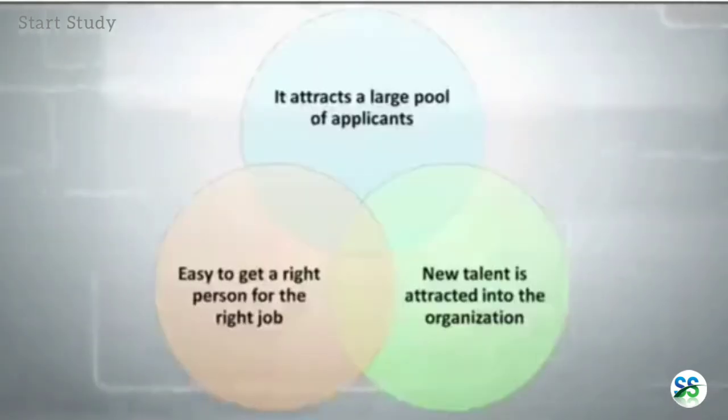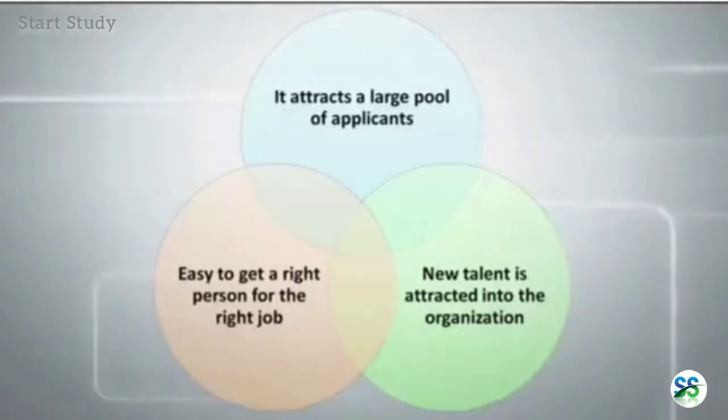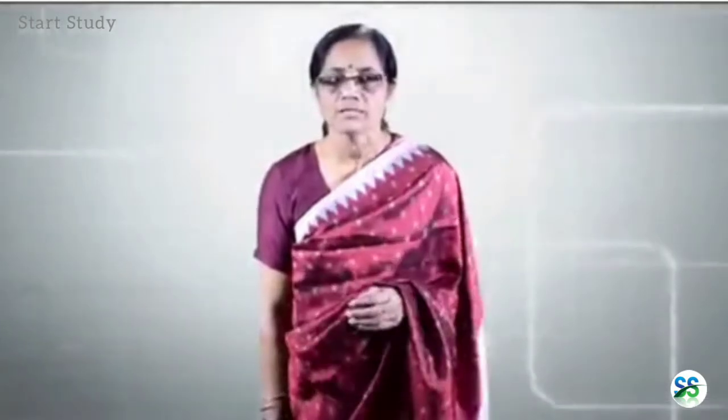Now we are moving to discuss the advantages of external sources of recruitment. The advantages involved in the external sources of recruitment are as follows: it attracts a large pool of applicants. The next, new talent is attracted into the organization. The next, it is easy to get the right person for the right job. The next, it is a source of motivation for the current employees to work hard for getting a promotional rise. The next, it brings new, fresh and brilliant ideas through young blood entering the organization. The next, to stay in competition, it has become a need to look for a fresh outlook towards the industry, which is possible by recruiting candidates externally.